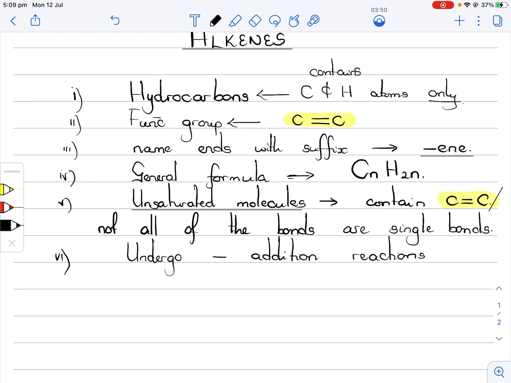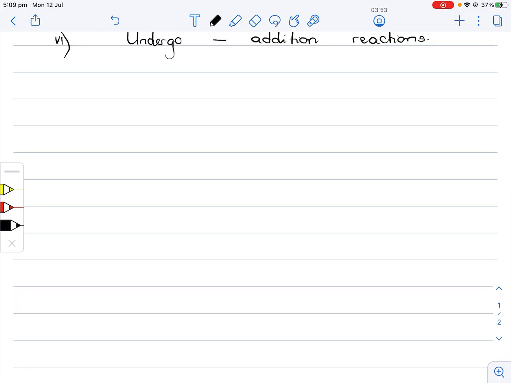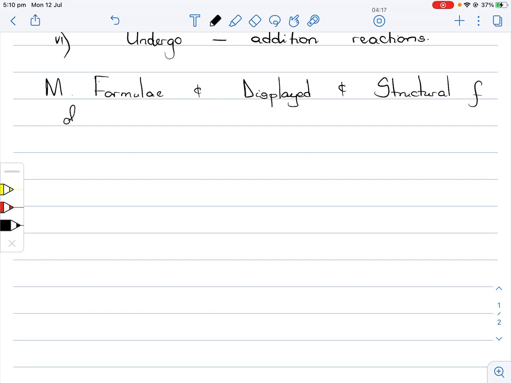So before we start looking at how the reactions look, let's look at trying to come up with the formulas. We want to come up with the molecular formula, the displayed formula, and the structural formula of the first 5 alkenes. Now remember, the general formula that we're going to be using to substitute a value for n is CnH2n.